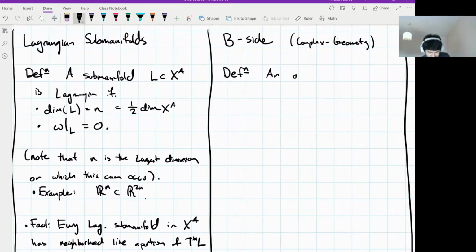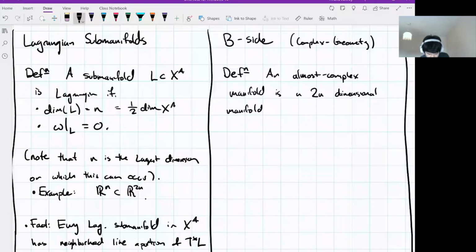Definition: an almost complex manifold is a 2n dimensional manifold X_B with a bundle isomorphism J from the tangent bundle of X_B to the tangent bundle of X_B such that J squared is equal to minus the identity.